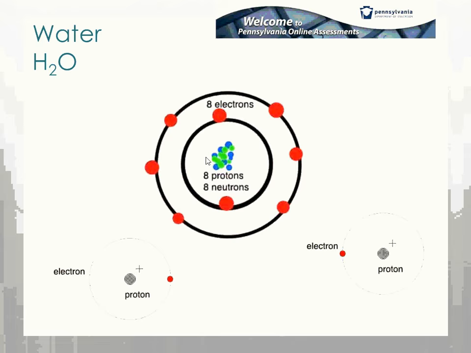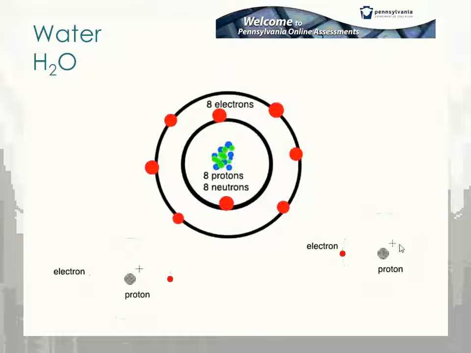Oxygen has an atomic number of 8: 8 protons, 8 electrons. It's a neutral atom, has 8 neutrons also in the nucleus. The first shell can hold up to 2 electrons, and then each subsequent shell can hold up to 8. So oxygen has 8 electrons, 2 in the first shell, 6 in the following one. Hydrogen has an atomic number of 1: 1 proton, 1 electron, and actually has no neutrons in its nucleus.